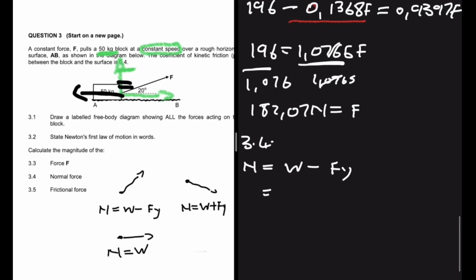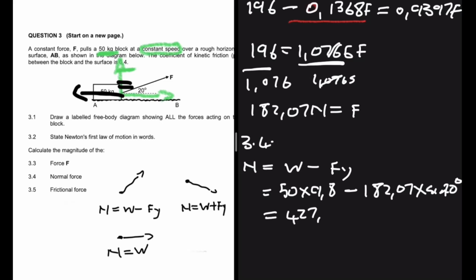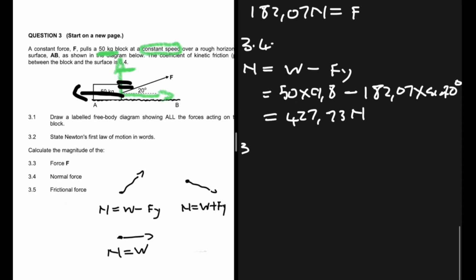So what is the weight? The weight is 50 multiplied by 9.8. Now we just need the y component of the force applied. So we know fully well that the force applied is 182.07, and then for the y component, we take sine of the angle, which is 20 degrees, meaning that our normal force is going to be 427.73 newtons, right?